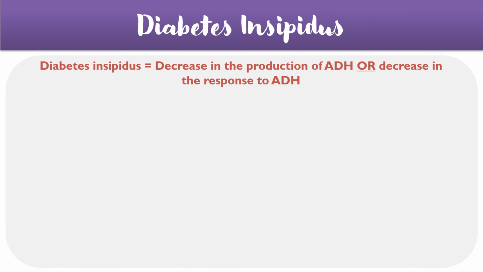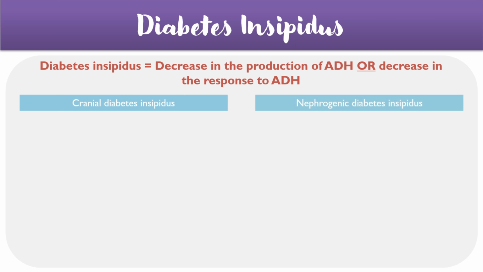Now that we understand how ADH actually works, we can turn towards diabetes insipidus, which is a condition where there's a decrease in the production of ADH or a decrease in the response to ADH. And this can be divided into cranial diabetes insipidus and nephrogenic diabetes insipidus.